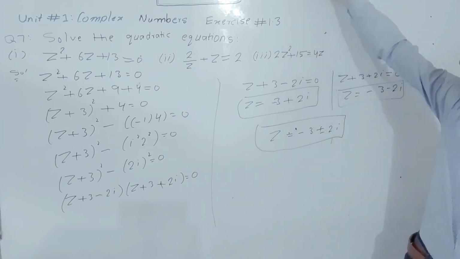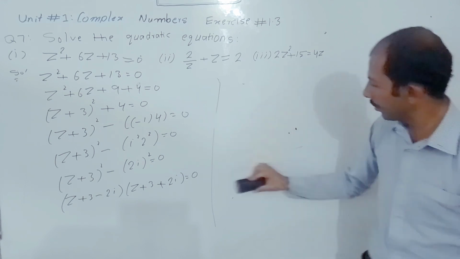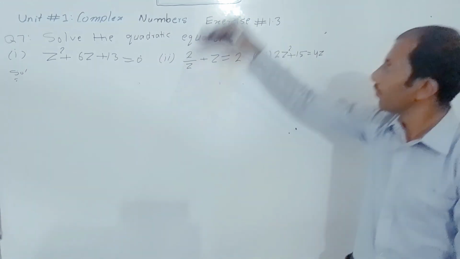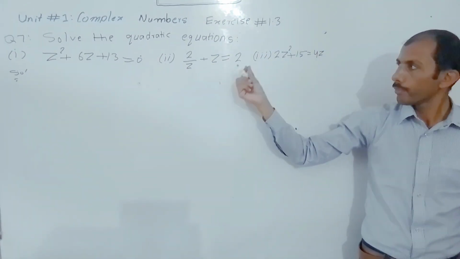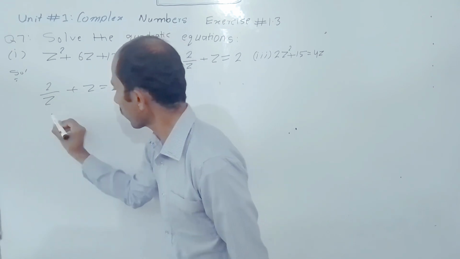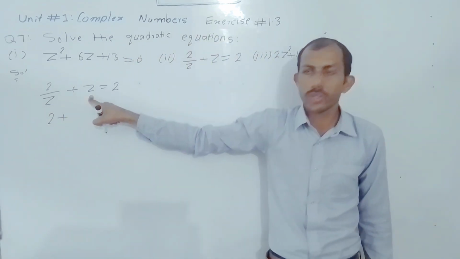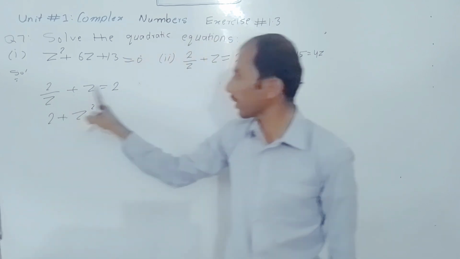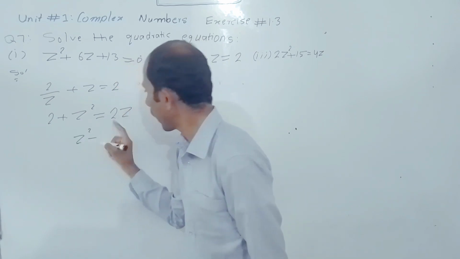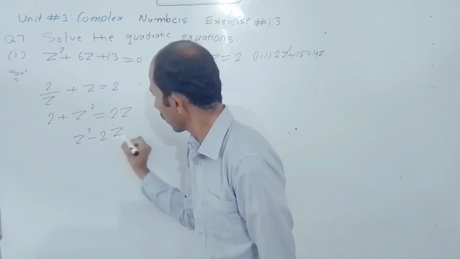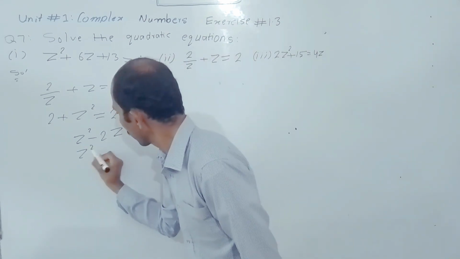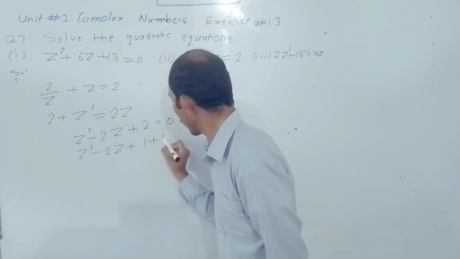Next, part number 2. Part number 2, that is 2 divided by z plus z is equal to 2. So next, 2 plus z multiplied by z square is equal to z multiplied by 2z. So next, z square minus 2z plus 2 equal to 0. So z square minus 2z plus 1 plus 1 equal to 0.